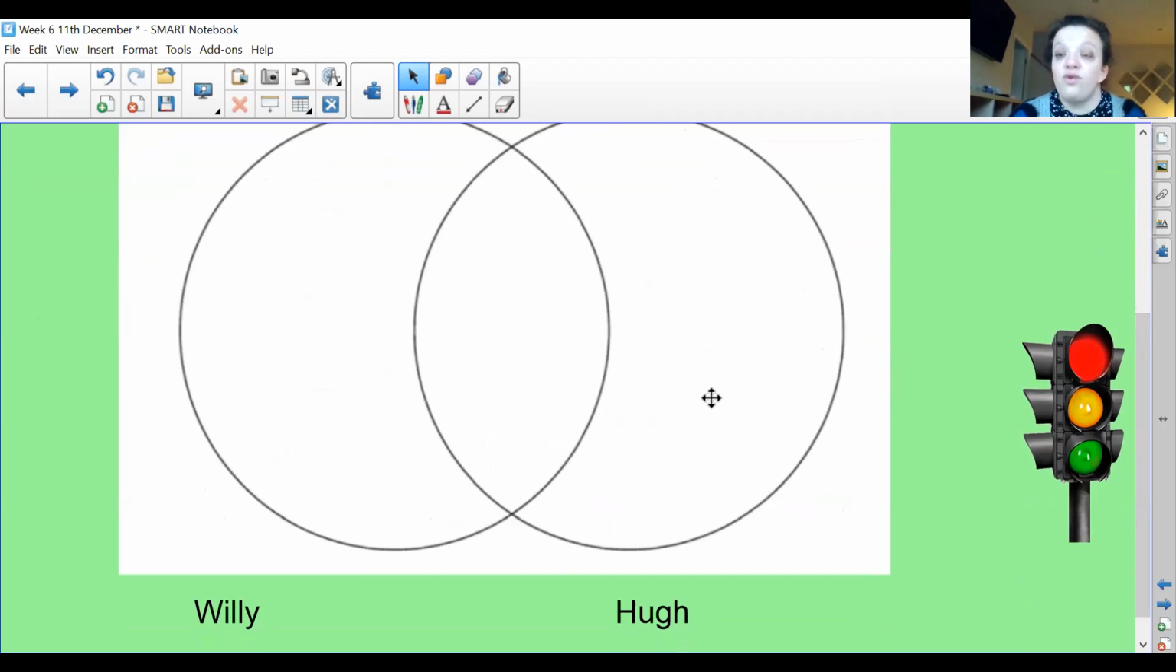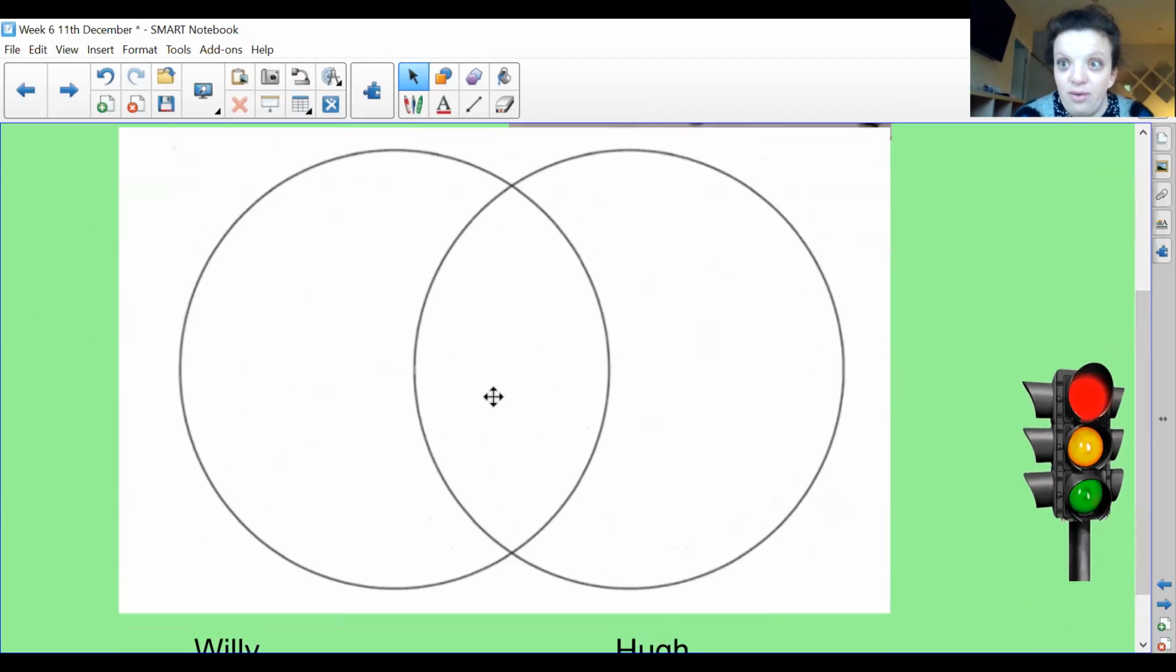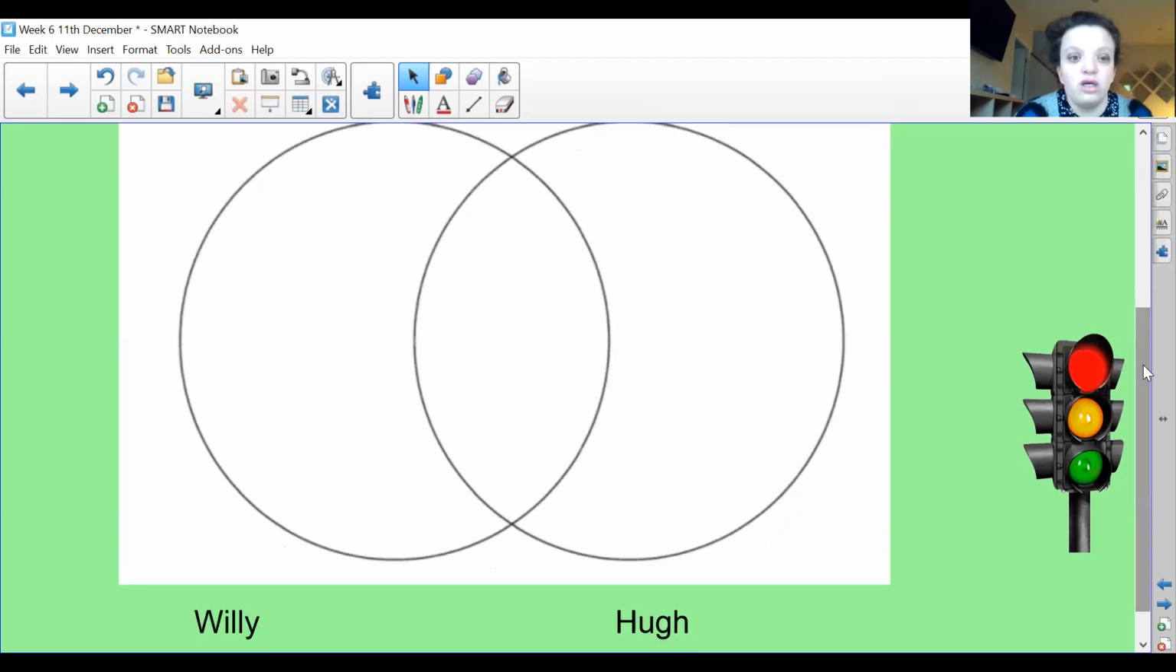And in this side, you're going to write all the things about Hugh that were different to Willie. And then in the middle, you're going to write the things that are the same about them. Okay, so on this, draw on your pages 2 big circles, but make them overlap, so there's a middle bit. And then you're going to have a go at writing in this box things about Willie that are different, things about Hugh that are different, and things that are the same in the middle. Pause the video now and have a go at that.